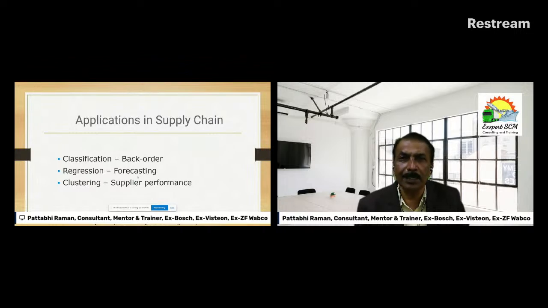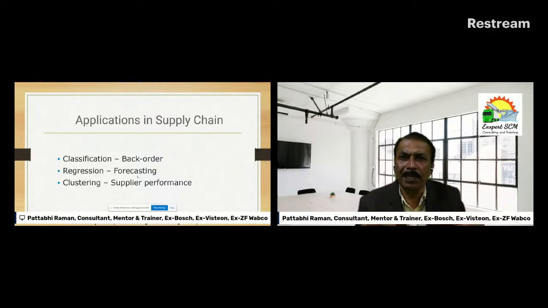We have seen under supervised learning, we have classification and regression models. Classification can be used to classify yes or no. For example, you have a shortage or a back order. Based on the characteristics or features of a previous order, we know whether there was a back order, yes or no. And based on that data, the system gets trained, and whenever you feed new features of data, it is able to tell whether it will become a back order, yes or no.